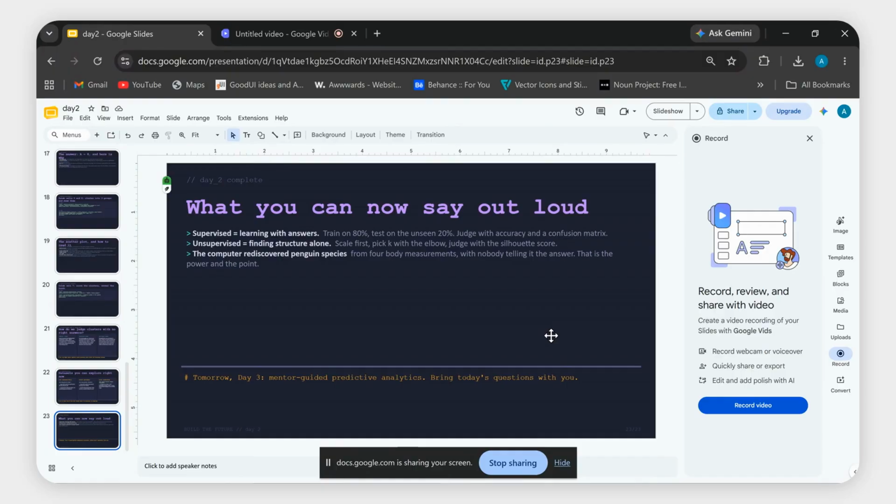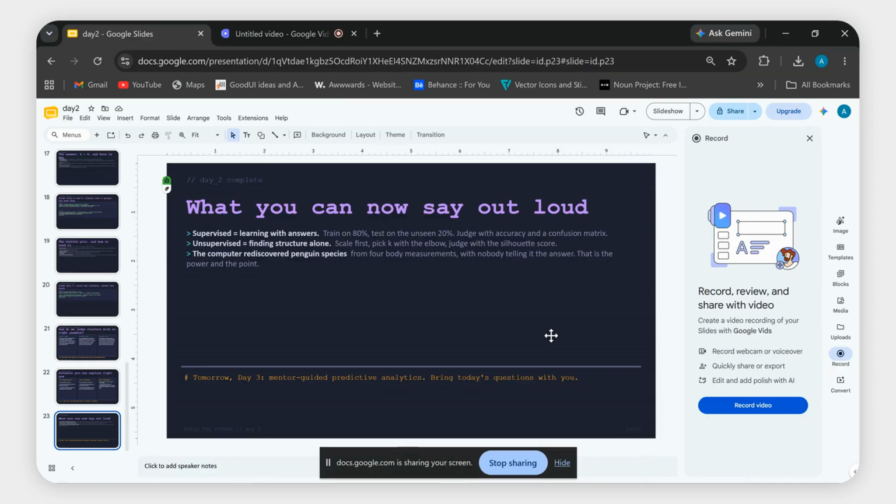So yeah, that is day two recap complete. So let us recap what we can talk about confidently now. Supervised learning is learning with answers. We train on 80%, we test on the unseen 20%, and we judged today with accuracy and a confusion matrix. And then unsupervised learning is finding structure without any answers at all.